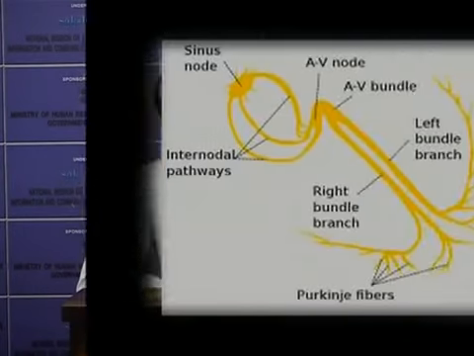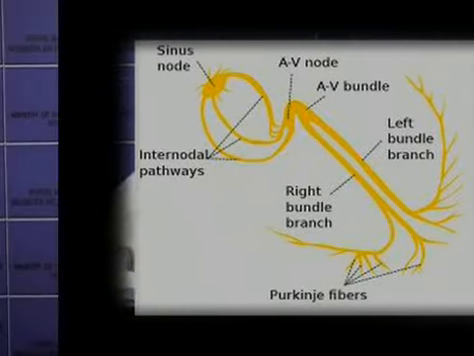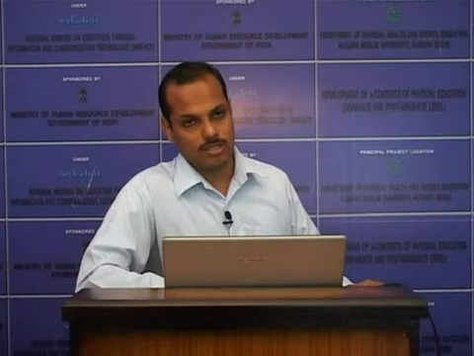So, there is a conducting system which contains the SA node, then there is an internodal pathway, and there is the AV node or atrioventricular node, and from the atrioventricular node there is the atrioventricular bundle or bundle of His. Then there are bundle branches. From there are Purkinje fibers which supply all over the ventricles. So, this is the conducting system: SA node, internodal pathway, AV node, bundle of His, bundle branches and Purkinje fibers, together known as the conducting system of the heart.